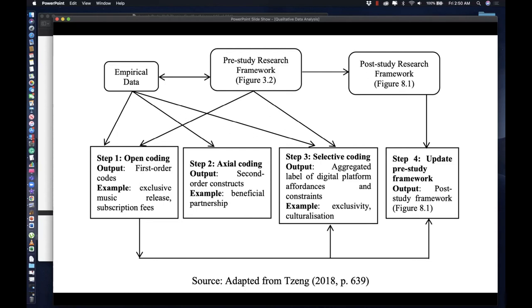Now, Miles and Huberman talk about data condensation, putting your data together, and data display in tables and visualization. Do you see? And then you also talked about verifying conclusions. When you're verifying conclusions, you are going to propose what we can learn from what we have done in the analysis. Now, there's a difference between analysis and discussion.